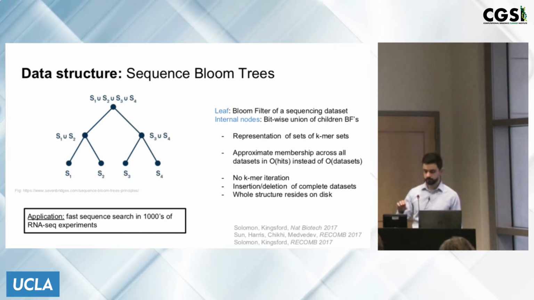So the way it works, from a 1,000-foot overview, is a tree where the leaves are Bloom filters of a dataset. Your RNA-seq dataset is transformed into a bag of k-mers. You make a Bloom filter out of it so that you can support approximate membership for it. And that Bloom filter becomes a leaf. And then you create a tree such that the internal nodes are also Bloom filters, which are bitwise unions of the children. So if you have two children, Bloom filters, which are essentially bit arrays, you do an OR operation, such that if you have a 1 at any of the positions, you put a 1 in the Bloom filter of the internal node.